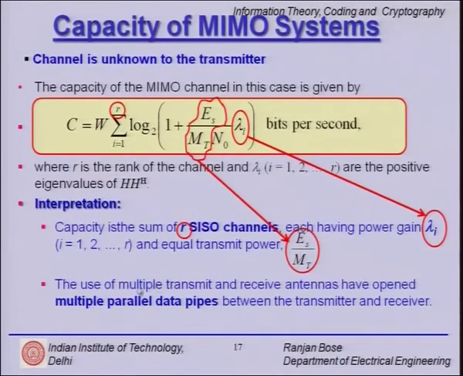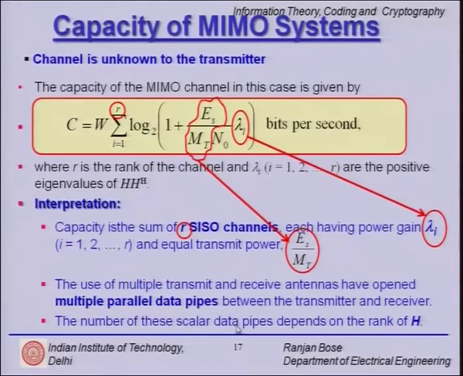Very interesting. So, use of multiple transmit and receive antennas has effectively opened multiple parallel data pipes between the transmitter and receiver. And I am really excited because it meant it will really improve my capacity. And the number of the scalar data pipes depends on the rank of H. What it means is, if it is a full rank, then I have a much higher capacity. So, the more number of independent channels I can carve out of my H, it depends on the real wireless channel, the higher my capacity is.